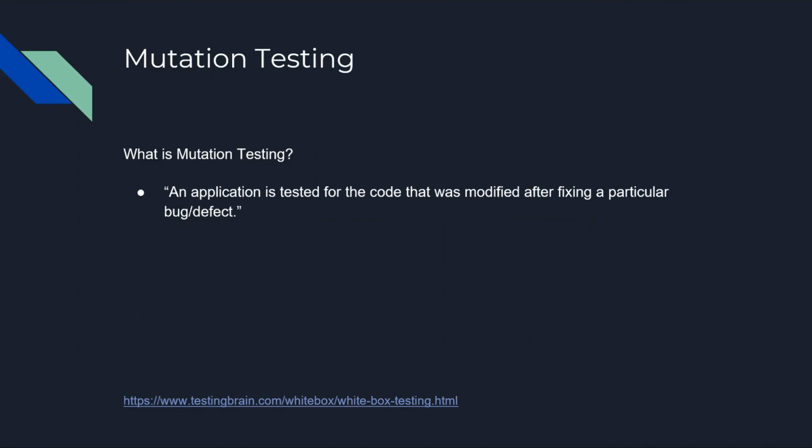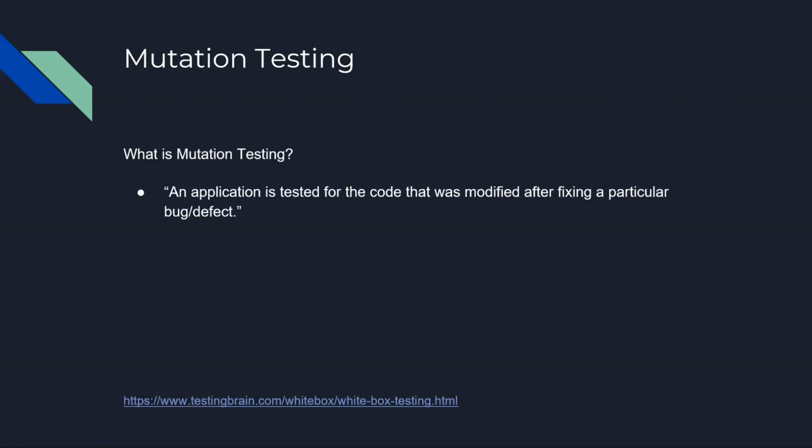The next that we have is mutation testing. Now, what is mutation testing? It's when an application is tested for the code that was modified after fixing a particular bug or defect. Now, what does that mean? In other words, mutation testing is defined by small changes that are made in a module or application, and then the original application is compared with the changed one.